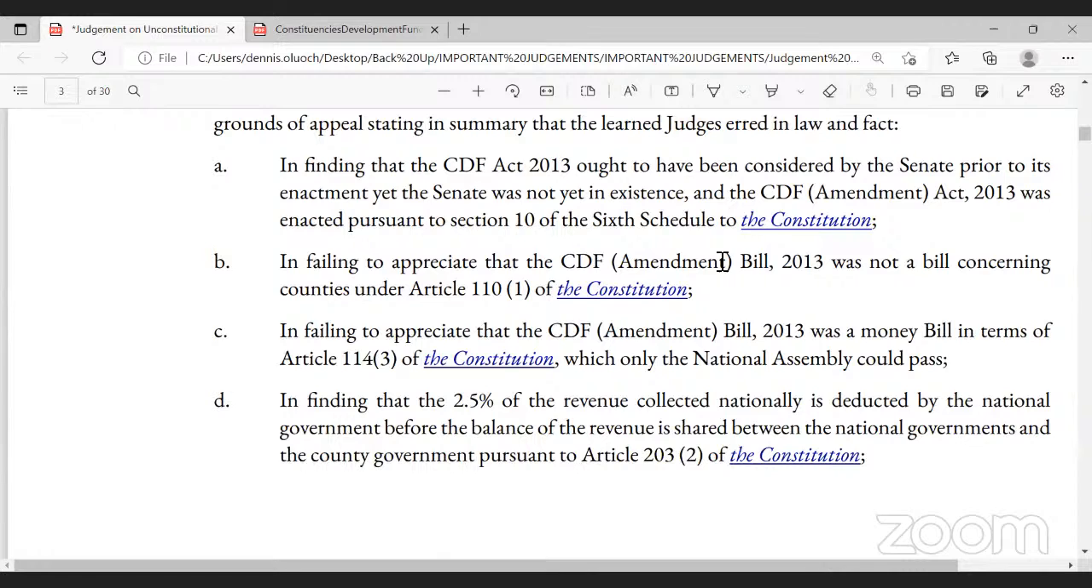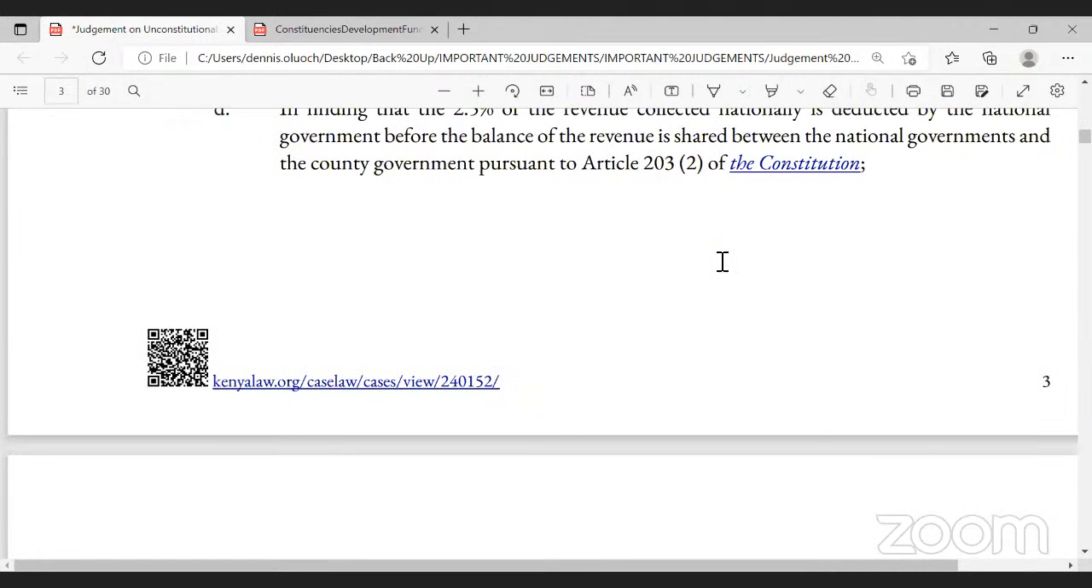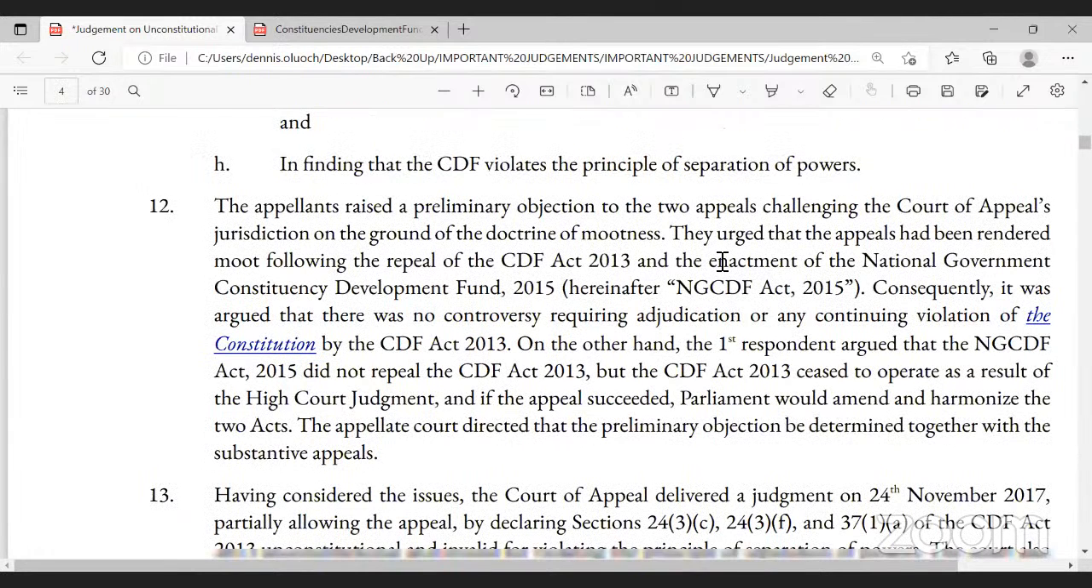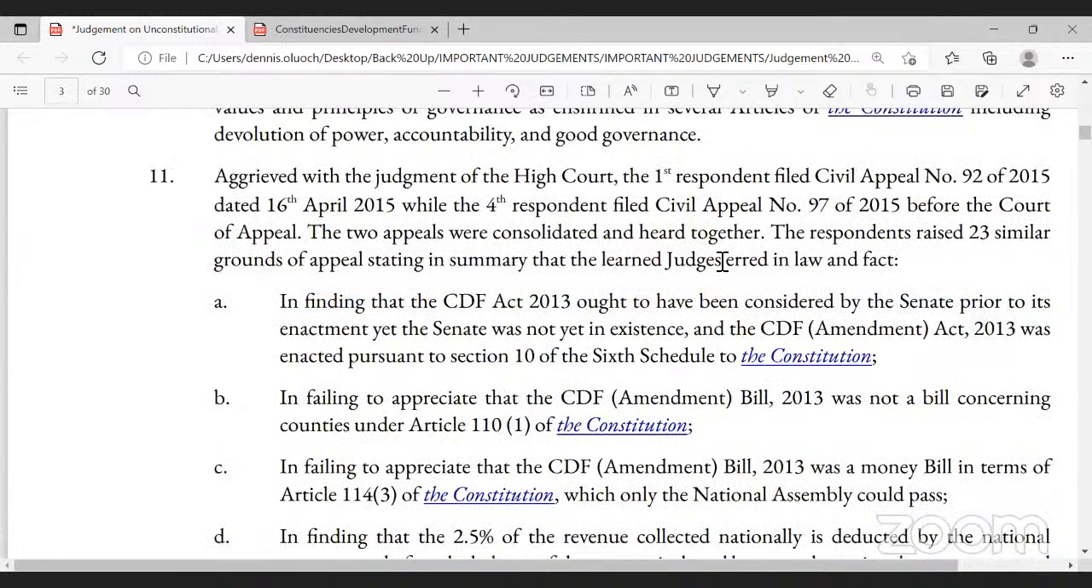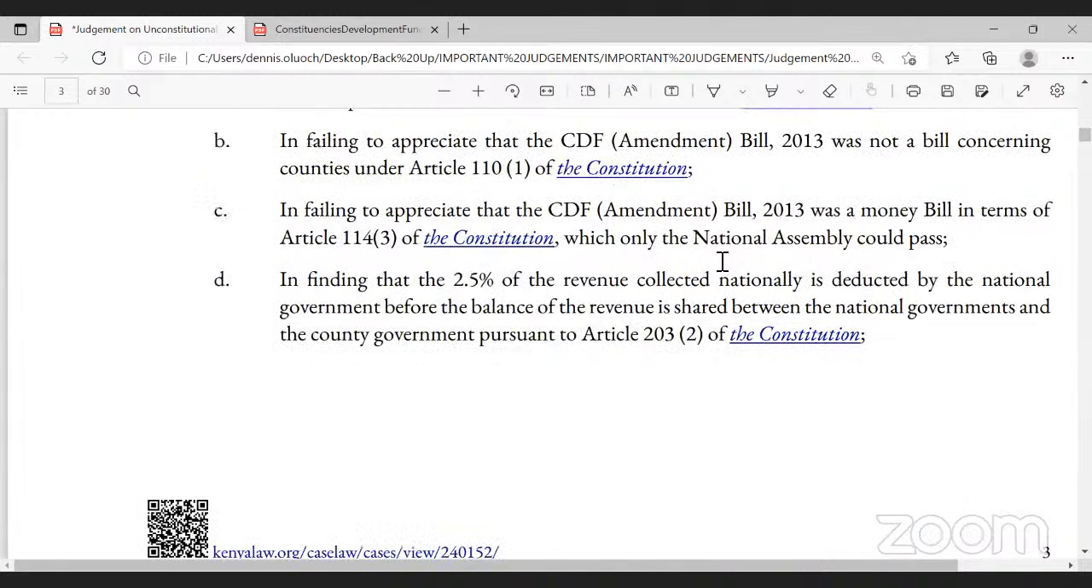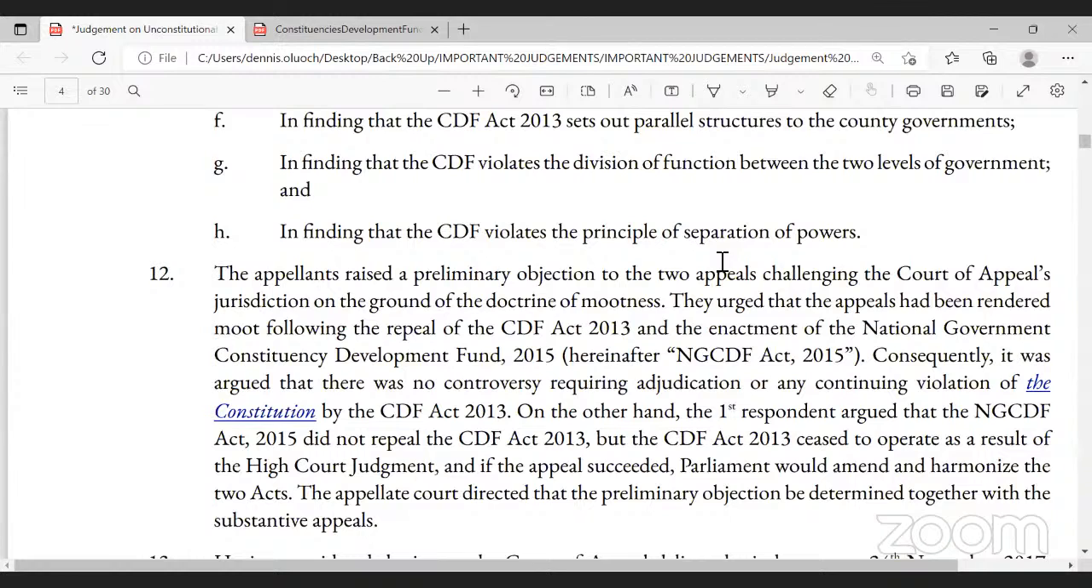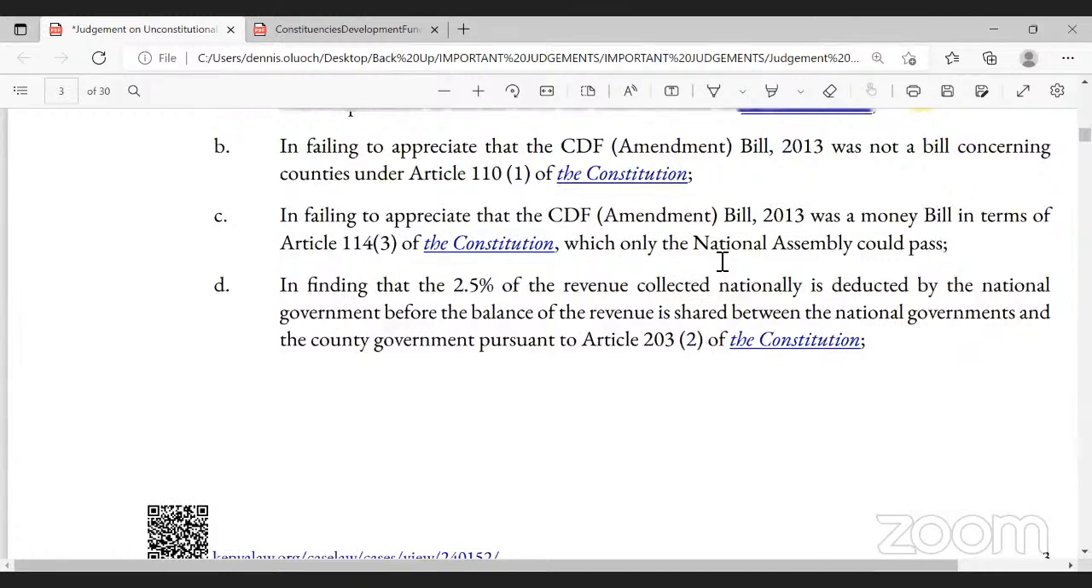The appellants raised, in summary, that the judges erred in finding that the CDF Act ought to have been considered by the Senate prior to its enactment, yet the Senate was not yet in existence, and in failing to appreciate that the CDF Amendment Bill 2013 was not a bill concerning counties. Those issues were consolidated into issues A to H, that is, 8 issues.